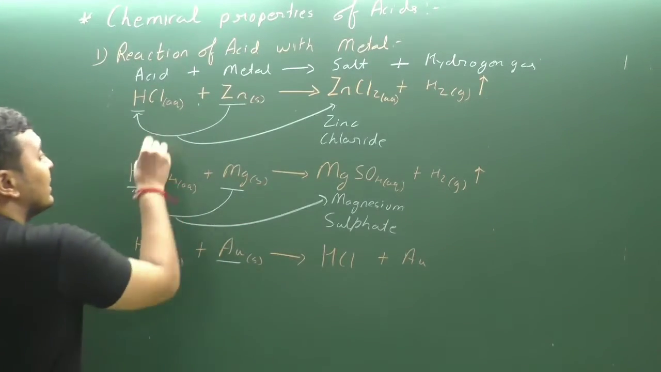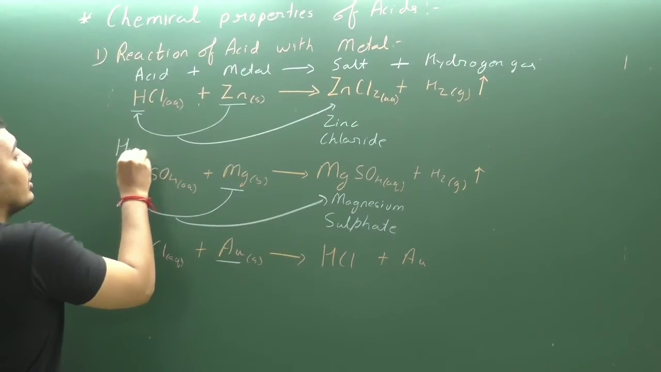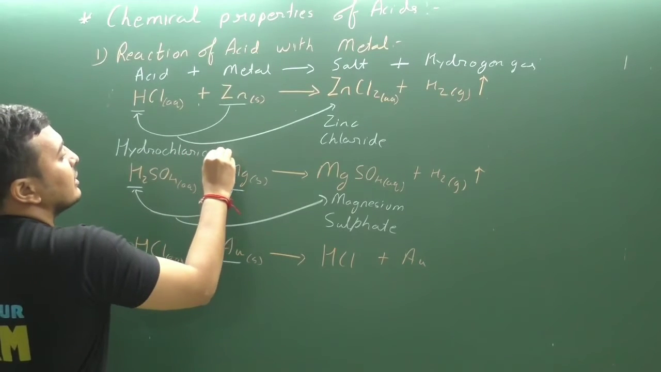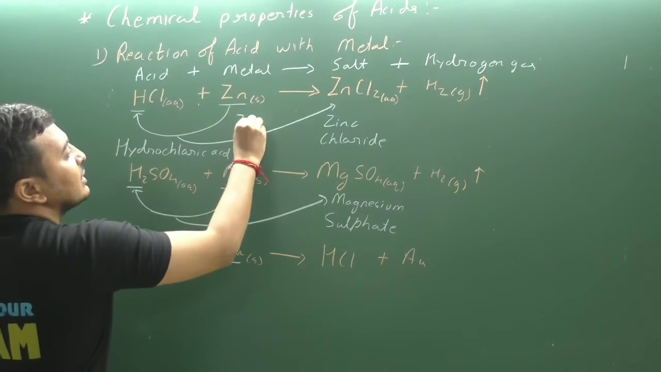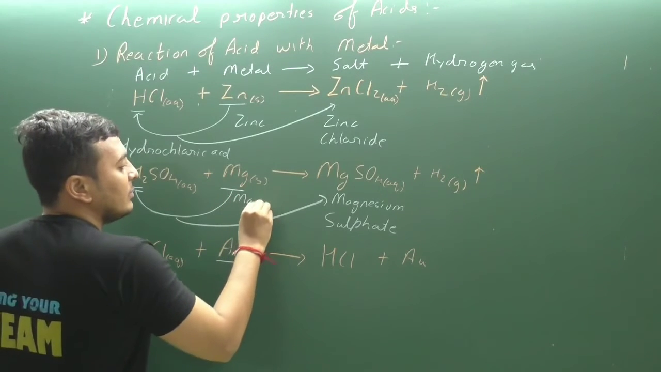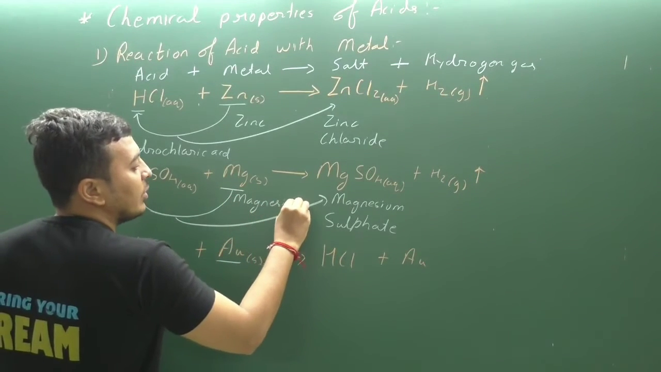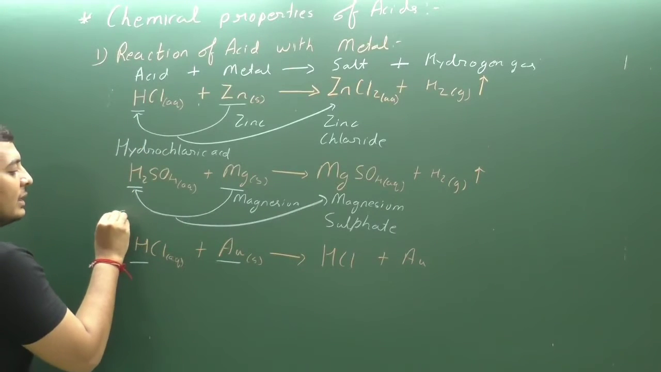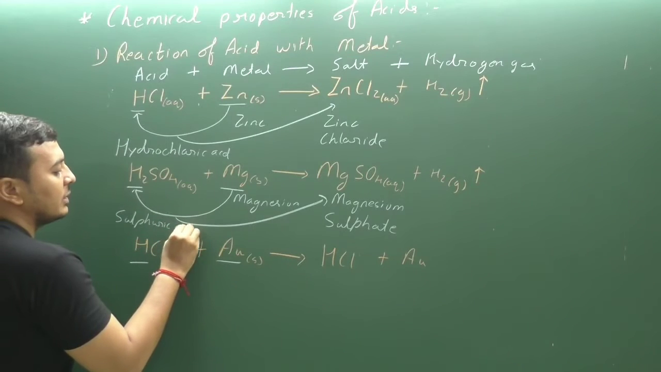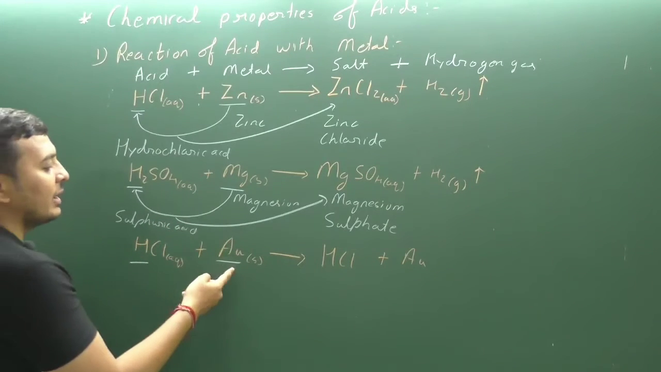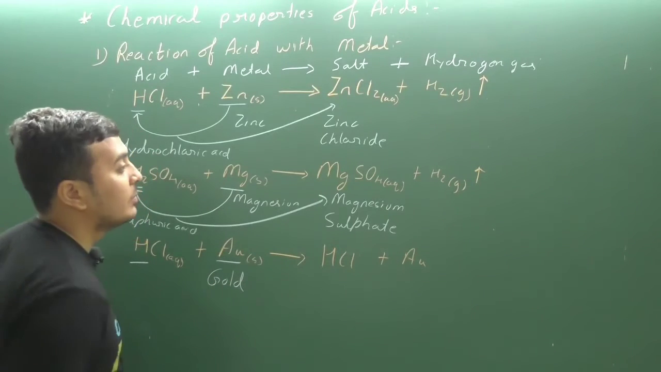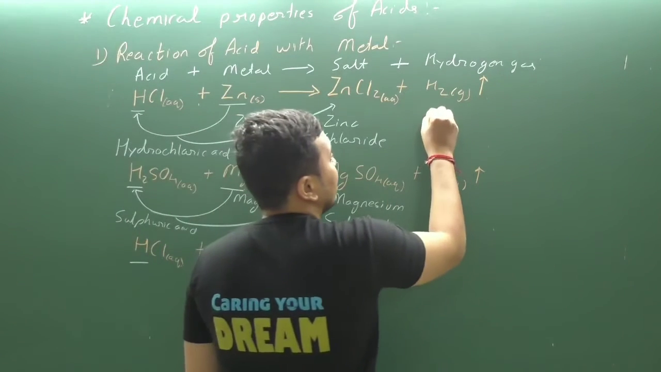What is the name of this acid? It is hydrochloric acid. What is the name of this one? It is zinc. What is the name of Mg? That is magnesium. What is the name of H2SO4? It is sulfuric acid. HCl, hydrochloric acid, Au is gold. Clear?